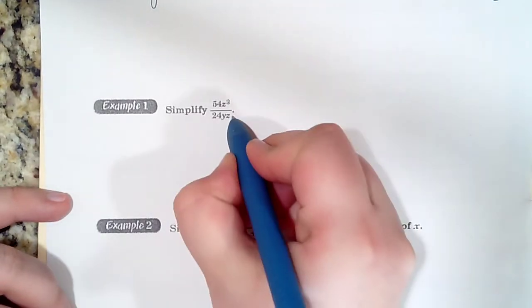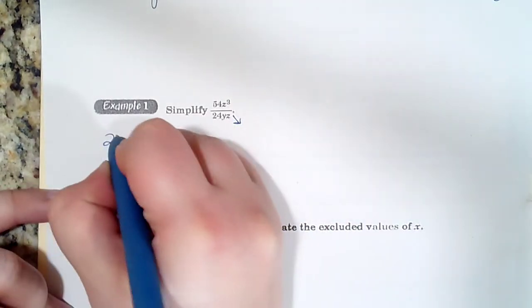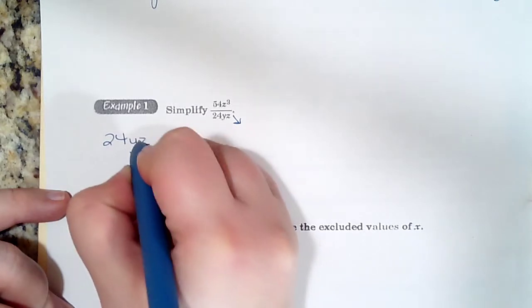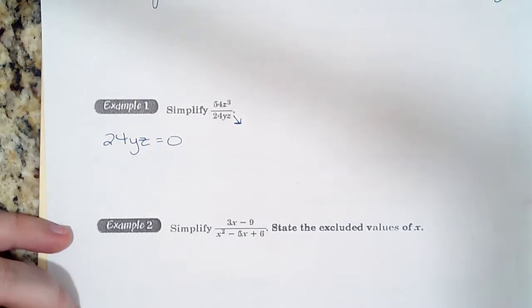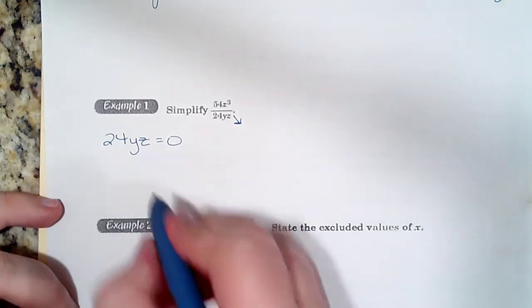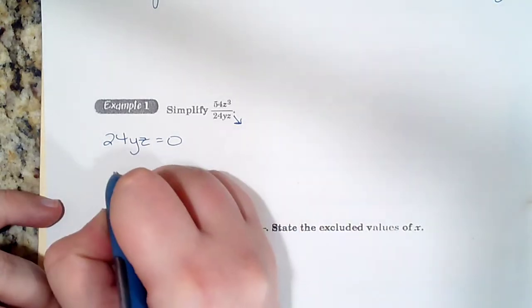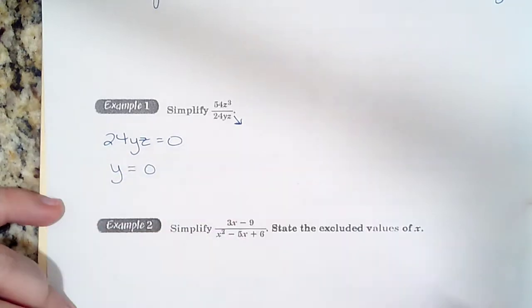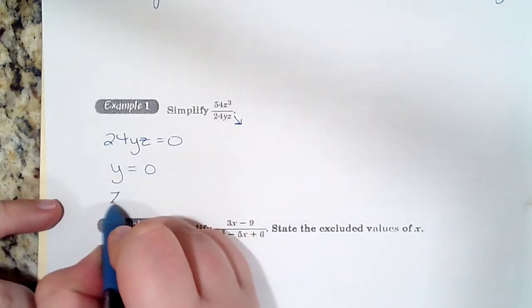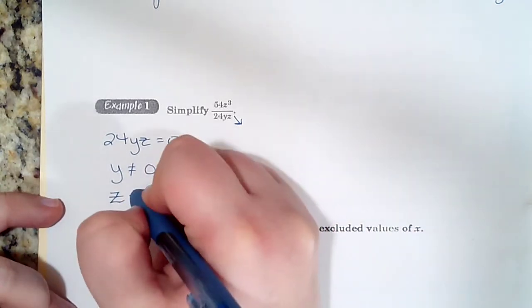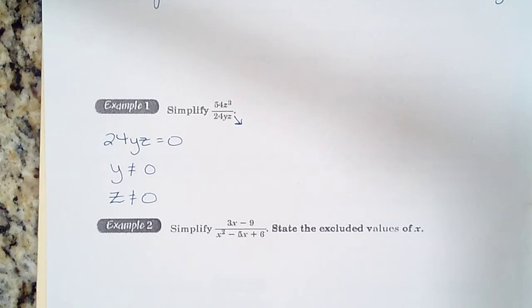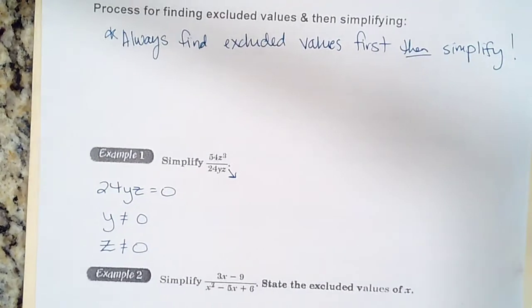We start by setting the denominator equal to 0 and finding those excluded values. Now, what could I put into y or z in order to make this 0? Well, since we're multiplying, if y equals 0, the bottom equals 0, and if z equals 0, then the bottom equals 0. So my excluded values for y are 0, my excluded values for z are 0, and now that I know that, I can simplify this expression.